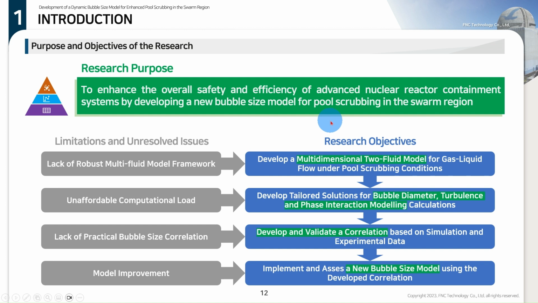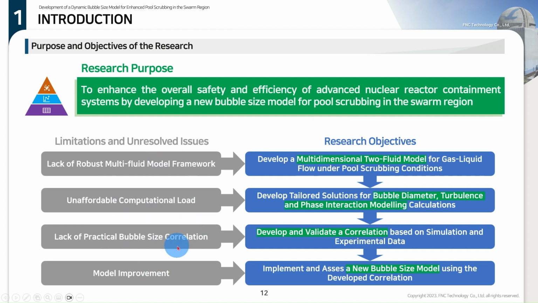And to introduce the research objectives, which are already introduced as can be seen here, the general research purpose of this study is to enhance the overall safety and efficiency of advanced nuclear reactor containment systems by introducing a new bubble size model for pool scrubbing in the swarm region, where each research objective corresponds to one limitation or unresolved issue from the research.